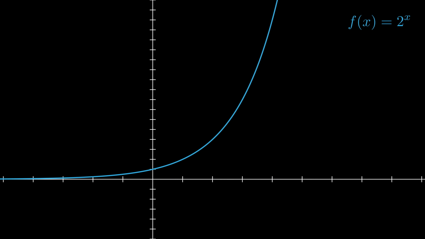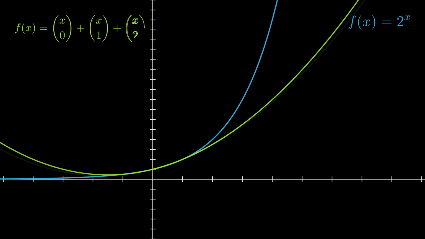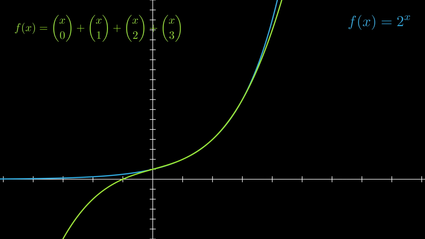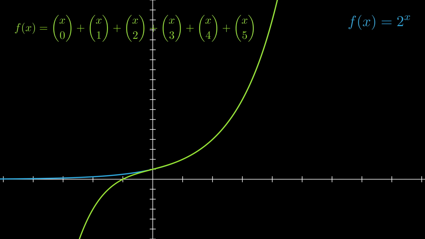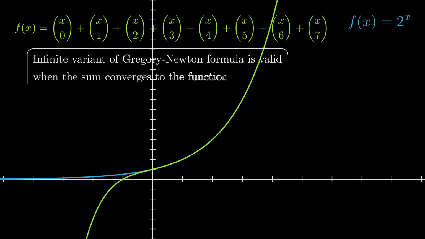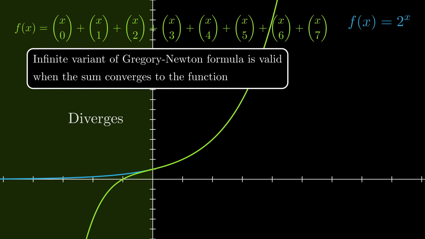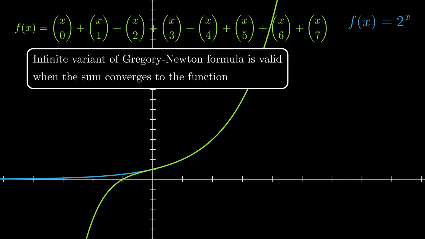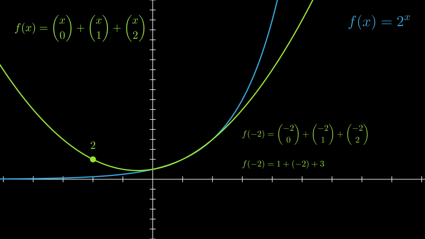We can take initial segments of our sum for 2 to the x and do the same, treating the combination numbers as polynomials. We can once again see that it approaches the function little by little. And so, under some technical conditions, you can actually use the infinite variant of the Gregory-Newton formula, specifically if it converges to the function. So as we can see here, the function converges nicely for positive x values. However, for negative x values, these approximations flip back and forth wildly. This is also why these row sums in the dark side of Pascal's triangle diverge.